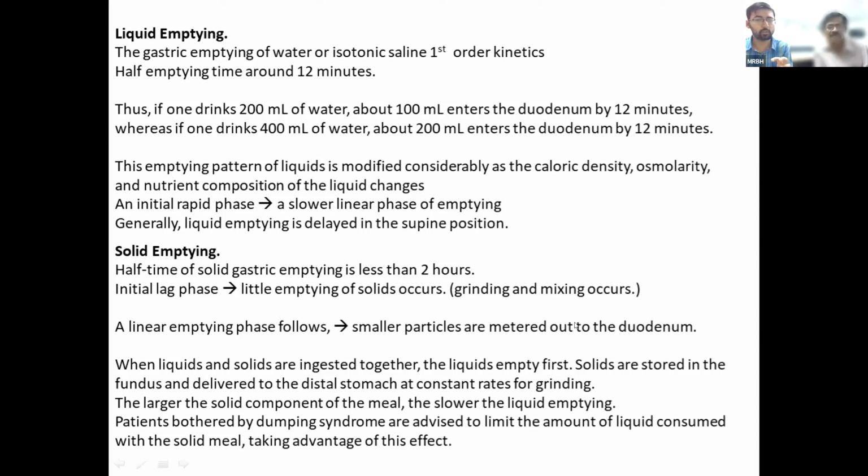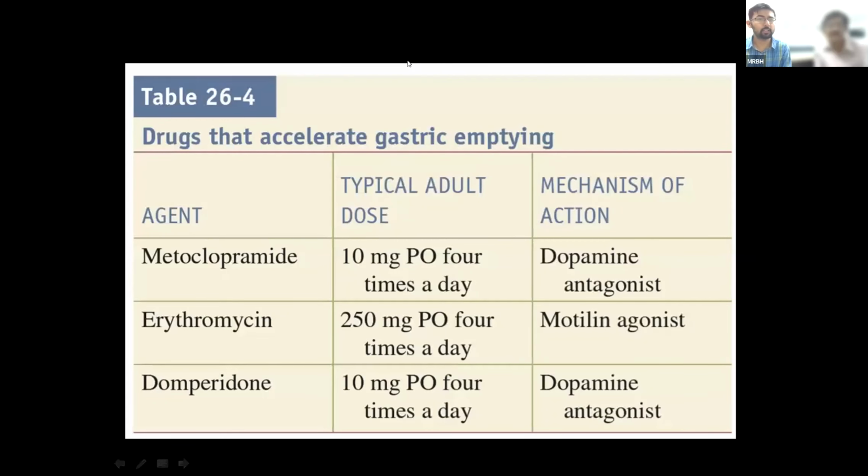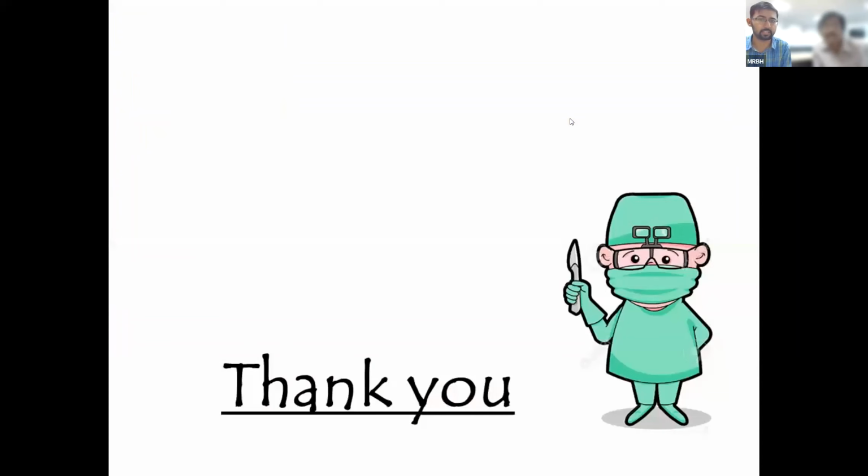The larger the solid component of the meal, the slower is the liquid emptying. Now, there are certain drugs that accelerate gastric emptying, which we use a lot in clinical practice, so it is important to know them, such as metoclopramide, erythromycin, and domperidone. Especially metoclopramide and domperidone are used to accelerate gastric emptying.